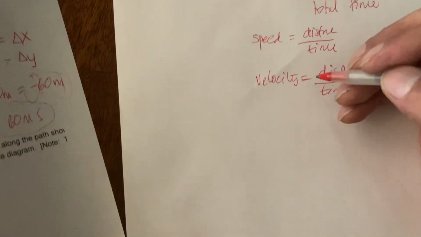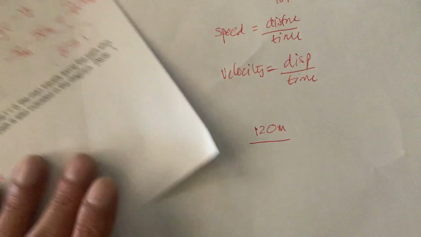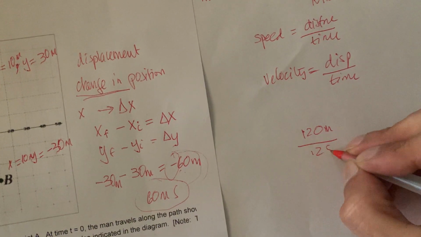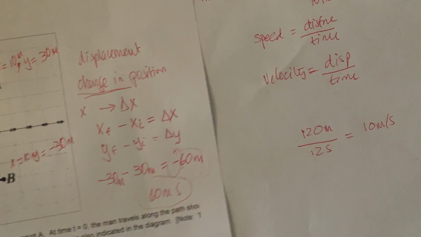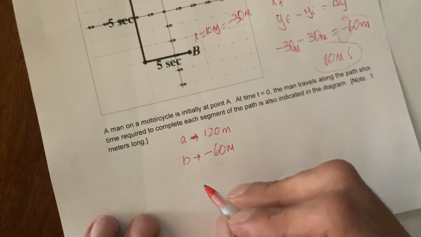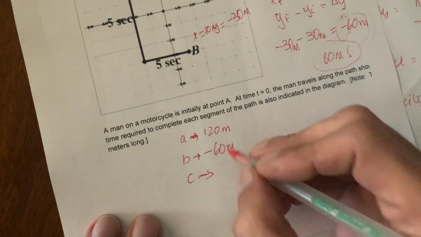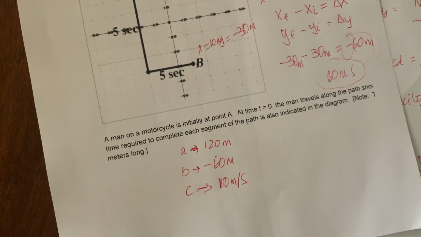Well, we found the total distance. The total distance was 120 meters. Well, let's just look at the total time. Well, that's 2 seconds and 5:7 and 5:12. So it took him 12 seconds. So 120 meters divided by 12 seconds gives you 10 meters per second. And that's all there is to it for part C. So let's put that down here. C is 10 meters per second.